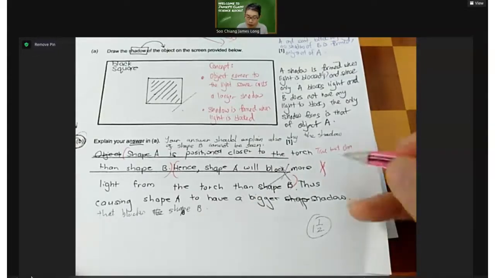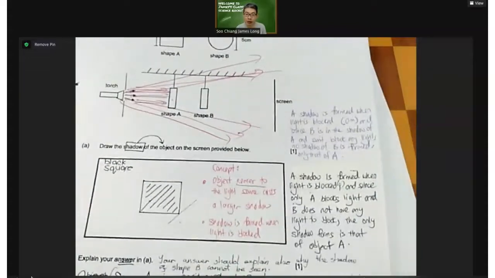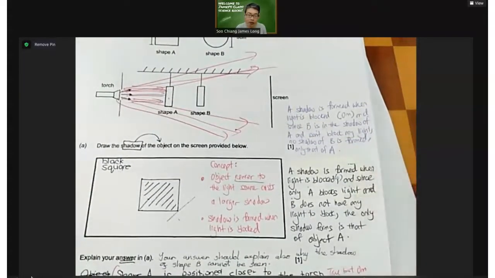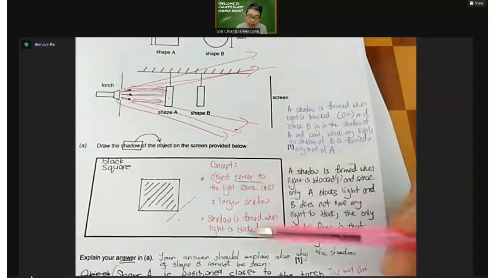Okay, so actually I wouldn't give this any mark. So this is how I would answer this. Either one of these would be fine. Always go back to the concept first.